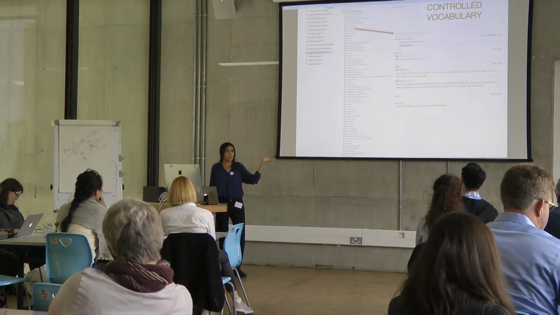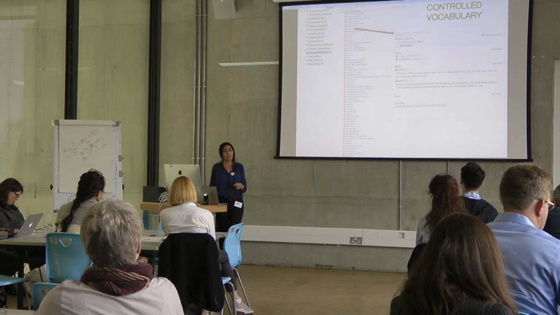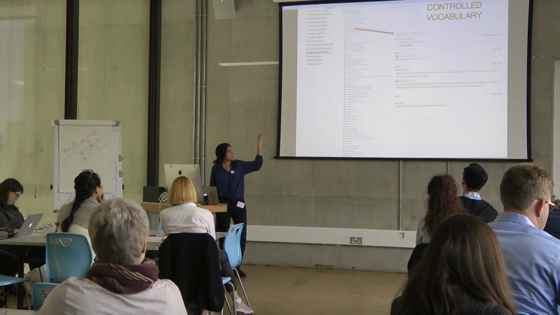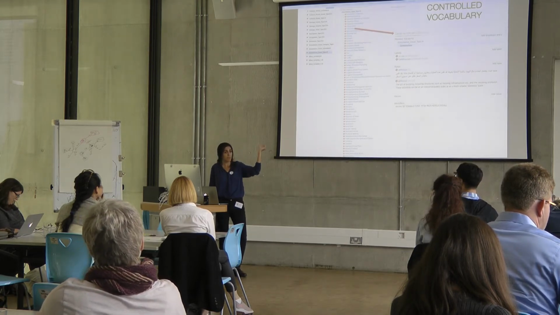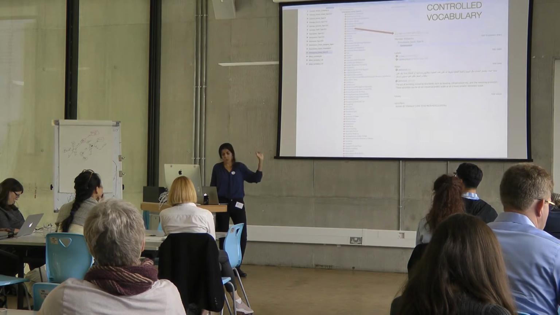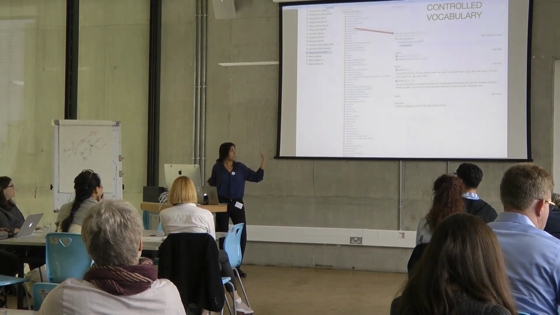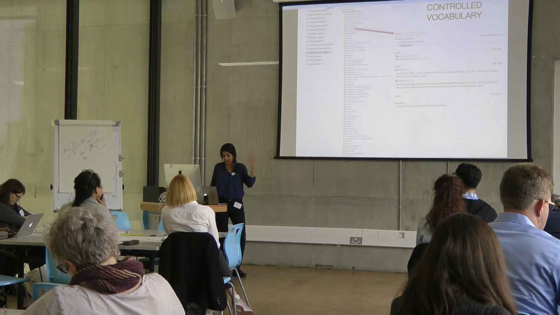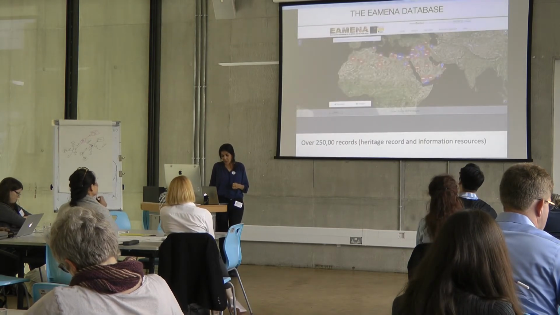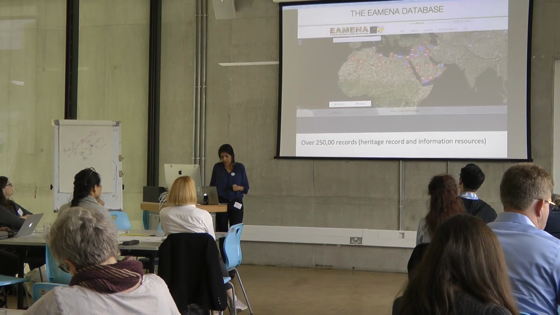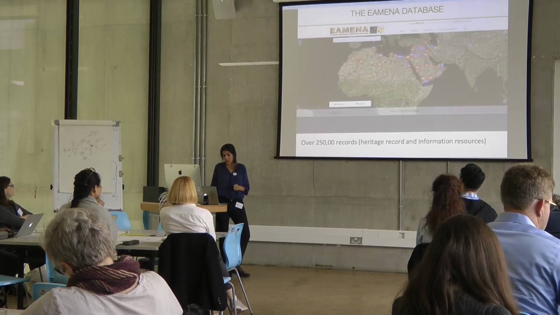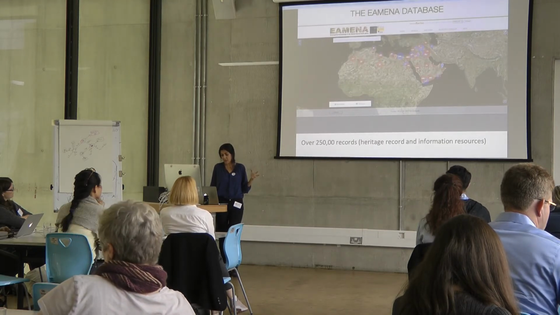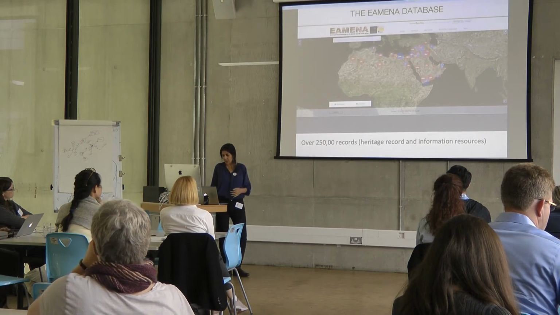And also, because we're working with a lot of countries in the Middle East and North Africa, for each of the terms that we use in the database, we also have Arabic as well. So the database is both searchable and usable in English and Arabic, and you can add different languages. Now we're thinking of adding French as well, and then other languages. Currently in the database we have more than 2,500 records, and they're mainly heritage records, archaeology, or what we think is archaeology, and also information resources, photos, maps, etc.